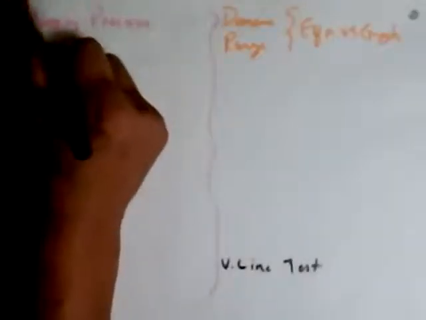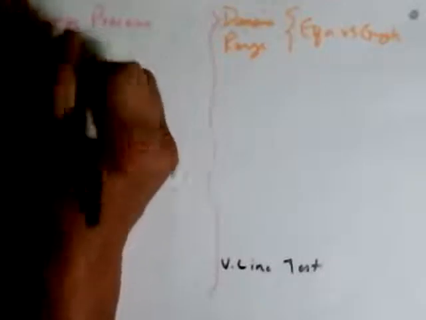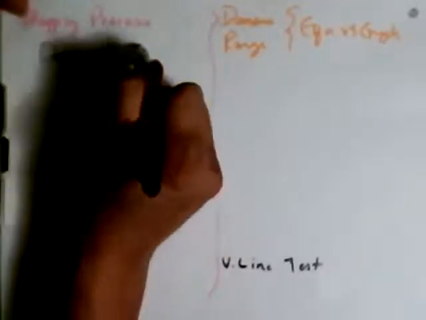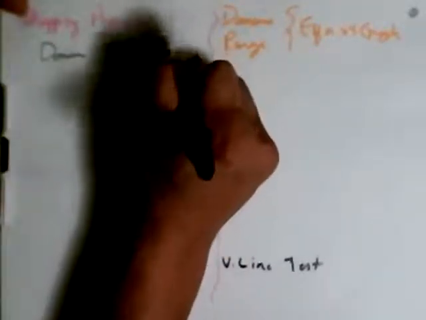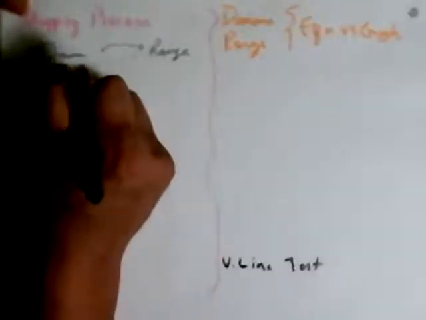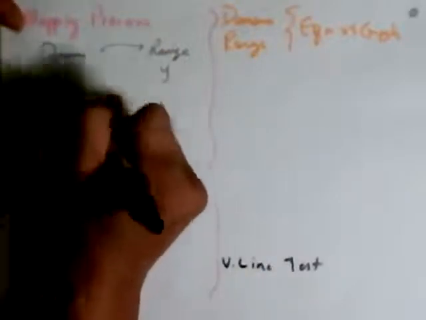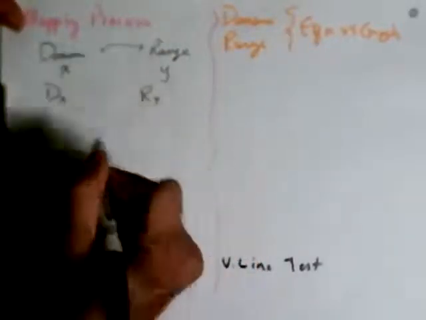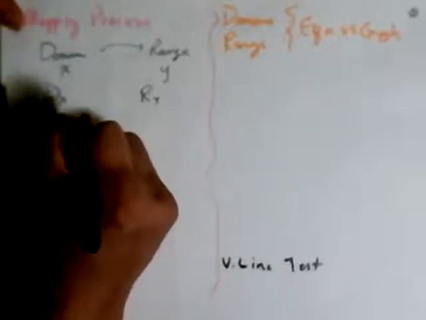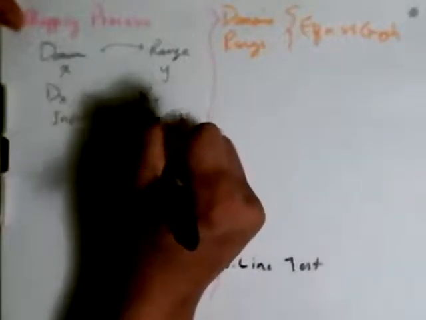Here's your domain, and then it goes to your range of values that comes out. The domain is your x, your range is your y. So you look at domain or range. Sometimes you go from x and then you go to the range of y. Also, this is called your input, and that's your output.